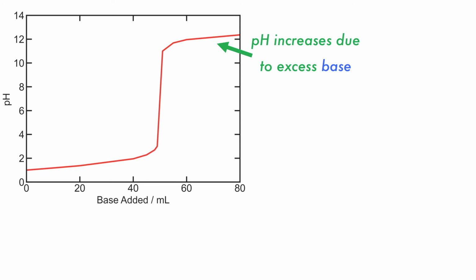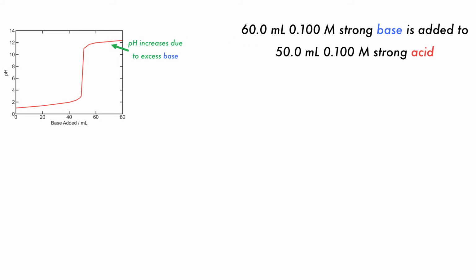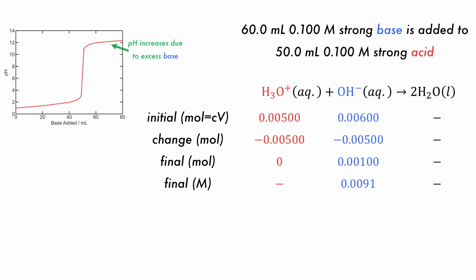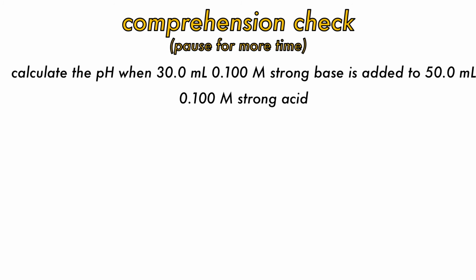The pH after the equivalence point can be calculated in a similar manner. If 60 milliliters of strong base is added, then the pH is expected to be basic. As before, with our balanced equation and reaction table, we can get the hydroxide concentration. This can be used to calculate the pOH as 2.04, giving the pH as 11.96. Let's check comprehension.